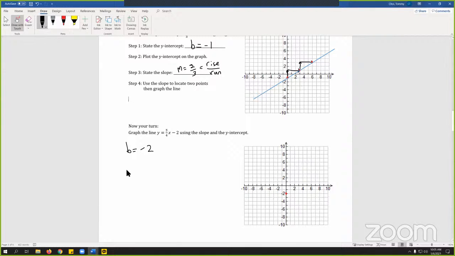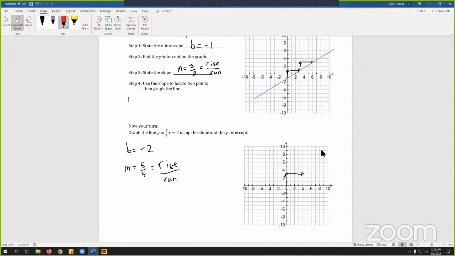Step 3 is to state our slope, and our slope here is 5/4. And then we're going to use that on our graph. So remember, this is rise over run. So the rise is positive, so we're going up by 5, and we always go to the right for the run. So we're going to go 1, 2, 3, 4, 5 up, and then 1, 2, 3, 4 across. And we're going to land right here for our second point.